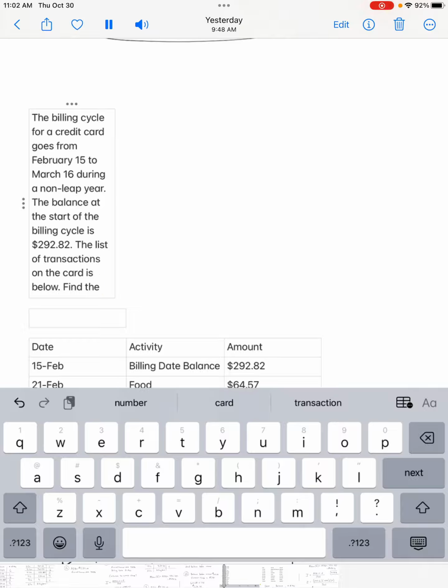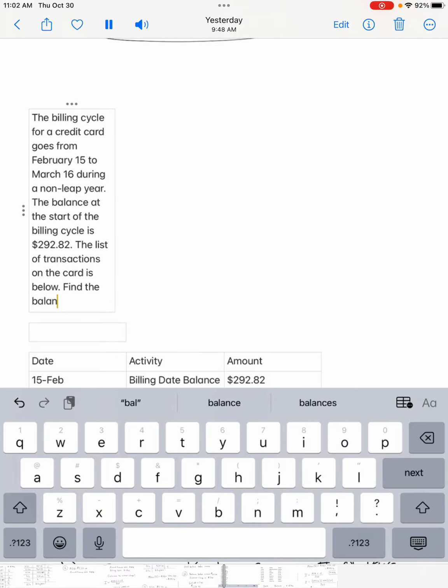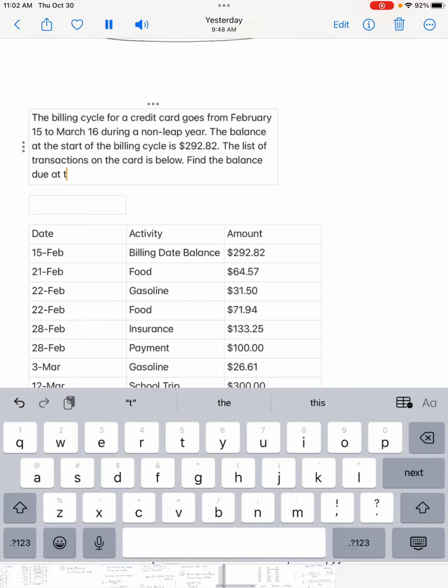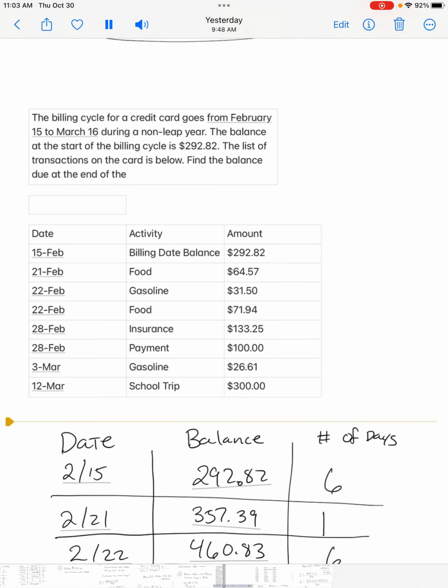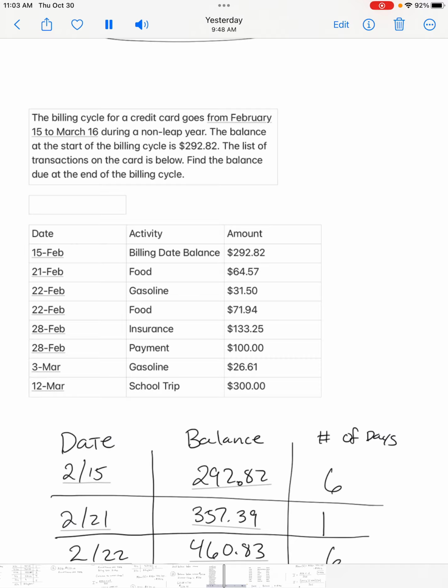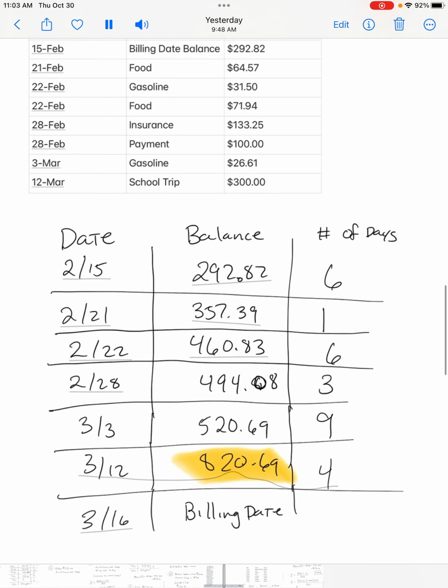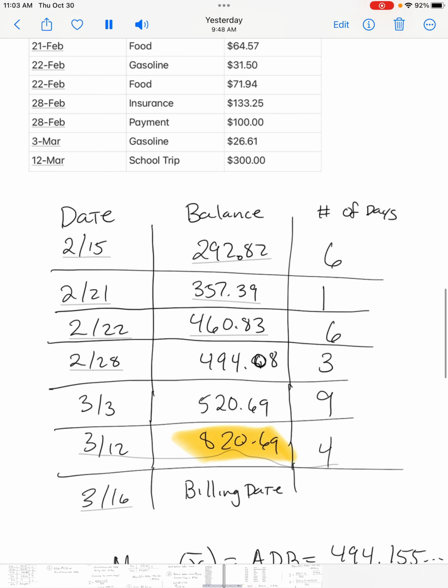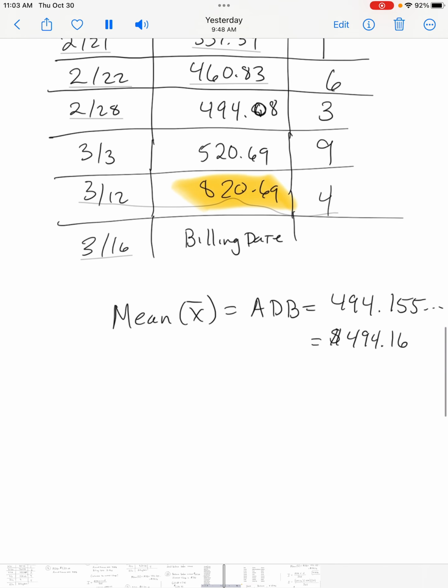The question is going to be now, find the balance due at the end of the billing cycle. Okay, that's going to be the last question. And the reason why I wanted to come up here is you're going to handle it the exact same way. The first thing to do is to get the balances out and calculate the average daily balance so that you know what the interest charge is.